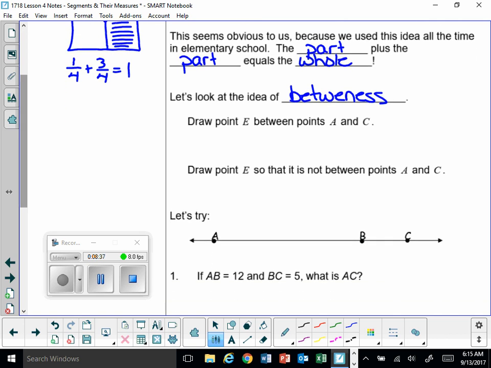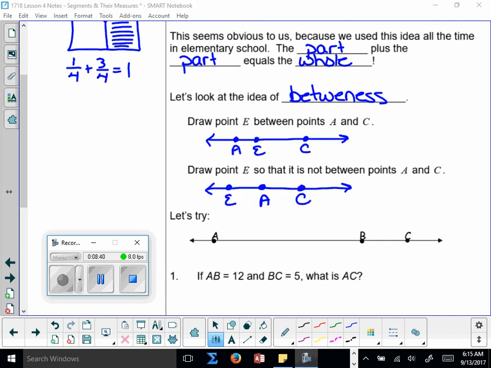Go ahead and try to draw those next two diagrams for me. Pause your video. All right, in the first diagram, E needs to be between A and C. I put E closer to A. You could have put E closer to C. I did not put E in the middle because they didn't tell me it was a midpoint, so I didn't want it to look like it was in the middle. For the second one, I put E to the left of A, but you could have put E to the right of C. Either one would be correct.